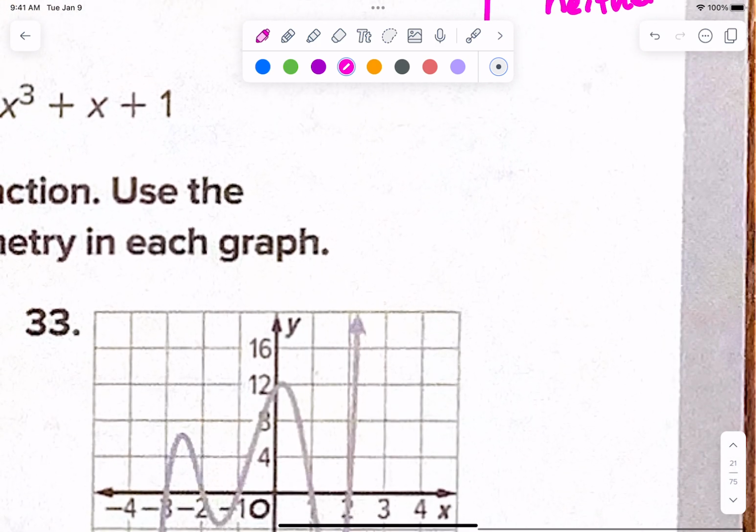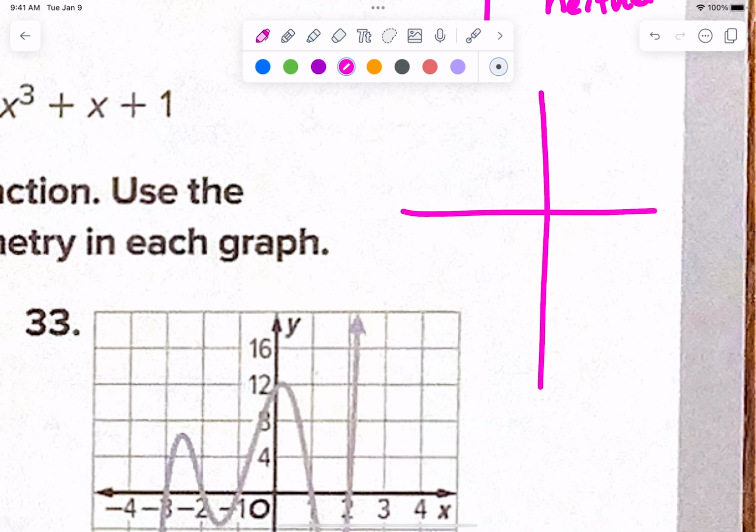Wait, so to be even, it has to be on the origin too? No. It has to go through the y-axis. So the last one was even, right? Yeah. Oh, I thought you said neither.